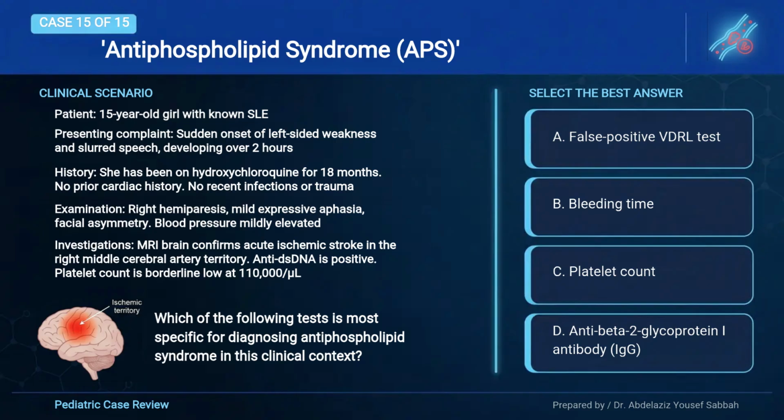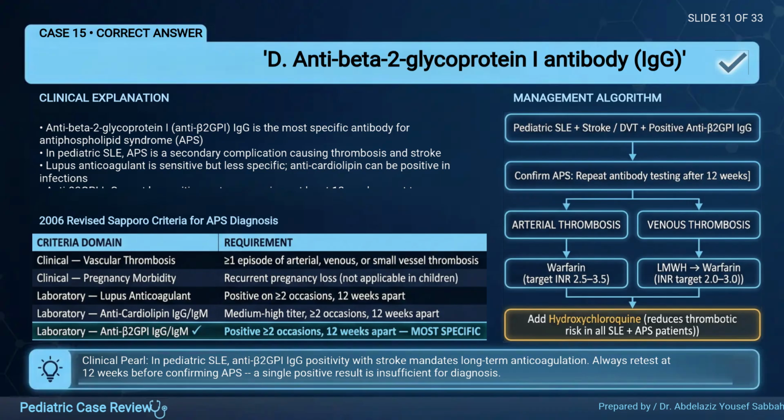Anti-double-stranded deoxyribonucleic acid is positive. Platelet count is borderline low at 110,000 per microliter. Which of the following tests is most specific for diagnosing antiphospholipid syndrome in this clinical context? Option A, false positive venereal disease research laboratory test. Option B, bleeding time. Option C, platelet count. Option D, anti-beta 2 glycoprotein 1 antibody immunoglobulin G. The correct answer is option D, anti-beta 2 glycoprotein 1 antibody immunoglobulin G.